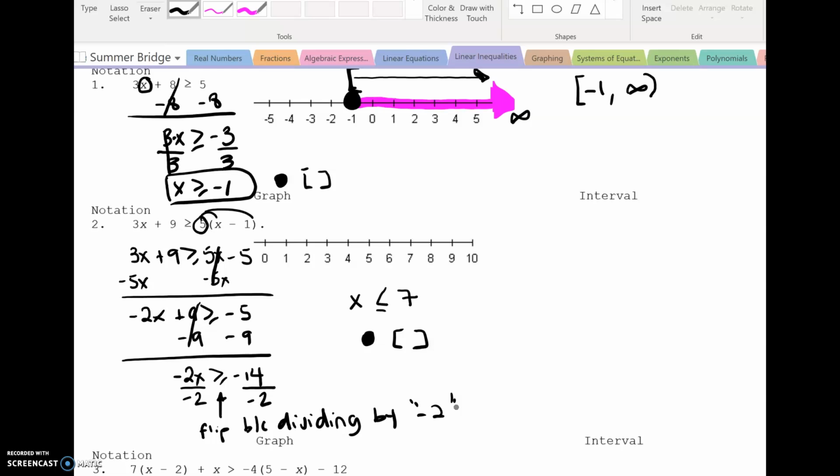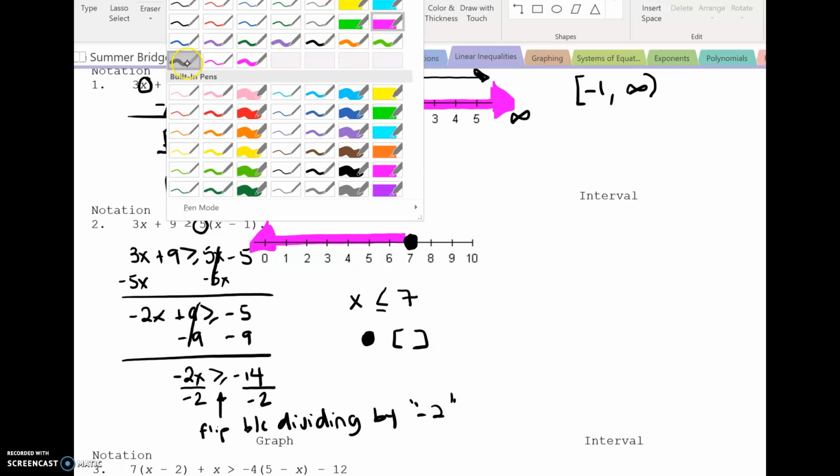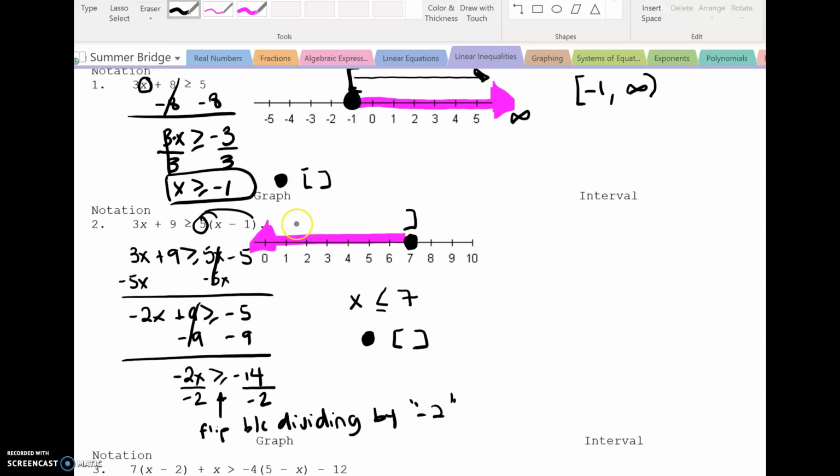So we're flipping the sign. All right, so now I'm going to find the 7. I'm going to do a closed circle. And since 7 is the largest number that it could be, all the numbers less than 7 are going to be part of my solution, which means if I were doing brackets, my bracket would face the left side and go in that direction. Keep in mind I'm going in the -infinity direction. So for my interval notation, my smallest number is -infinity. I always have parentheses for infinities, either positive or negative, and my largest number is 7, which is a closed circle, which means bracket.